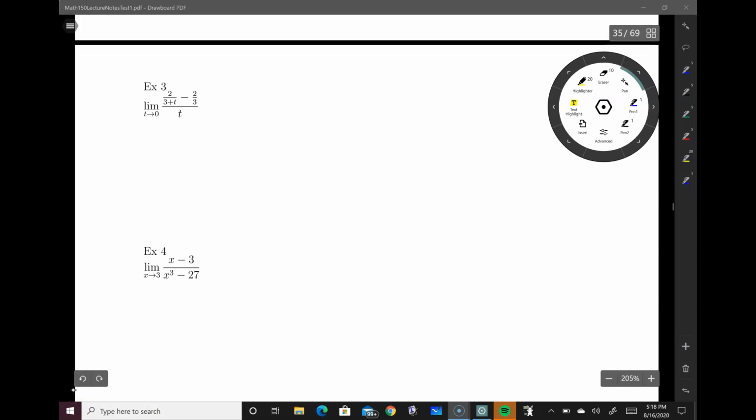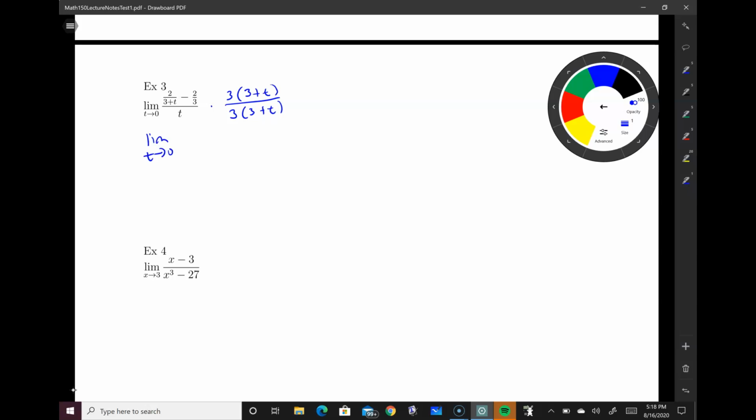All right, so if I plug in t equals 0, I get 0 over 0. So let's do some algebra. I suggest we get rid of these fractions and multiply by the least common denominator, which will be 3 times 3 plus t. So, limit as t goes to 0.